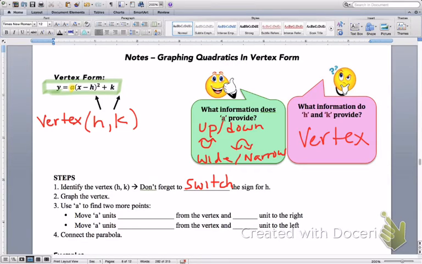So look at the equation, get your HK, which is your vertex. Once you have that, you graph the vertex. After that, you're going to be moving up or down from the vertex to get the second and third point. And you're going to move one to the left and one to the right, as we've done previously when we're graphing in standard form. It's exactly like standard form, except you do not have to calculate the vertex. It's kind of already given to you. Let's go ahead and do a few examples.